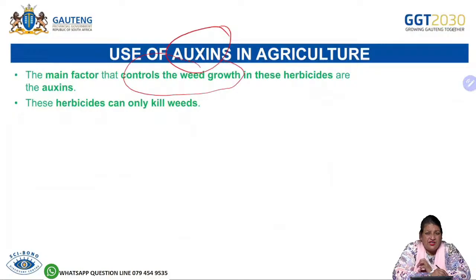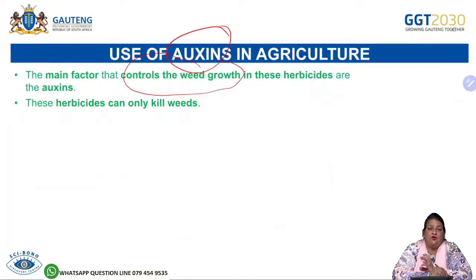Okay, so this is very good because by using these auxins, you're actually saving on labor, human labor. So instead of people coming and pulling out weeds, and it's very time consuming, it's very, very tiring, you just have to use the auxins as weed killers and spray them onto your weeds. The weeds will be killed, and then your crops are saved.